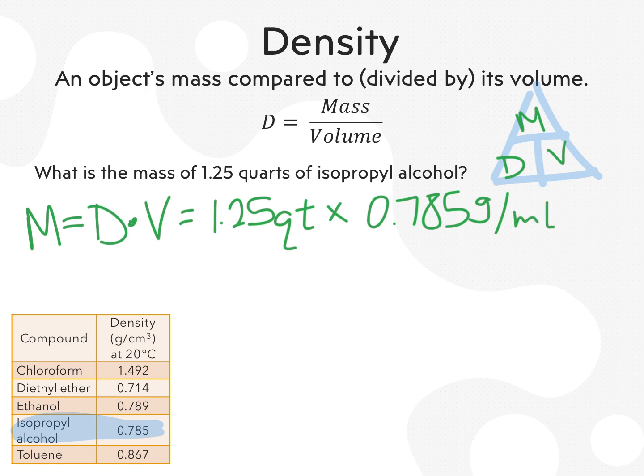But this is a problem. Do you see the problem? It's the units. The units are the problem. So what I'm going to have to do is convert my quarts to another volume unit, like let's say milliliters, so that I can then multiply and get my units to cancel out. So now let's look at converting quarts into milliliters.